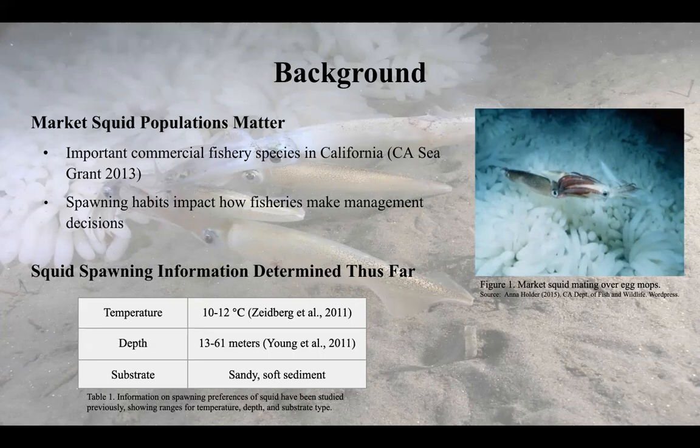Squid spend their adult lives in deeper water before zooming up to more shallow habitat when it comes time to lay eggs. Unfamiliarity with this shallow environment may require squid to use environmental cues as a means of determining ideal egg-laying sites. Multiple factors may influence the selection of an egg-laying site, including temperature, depth, and substrate type.